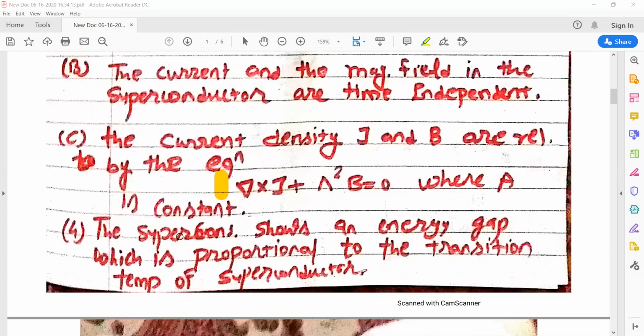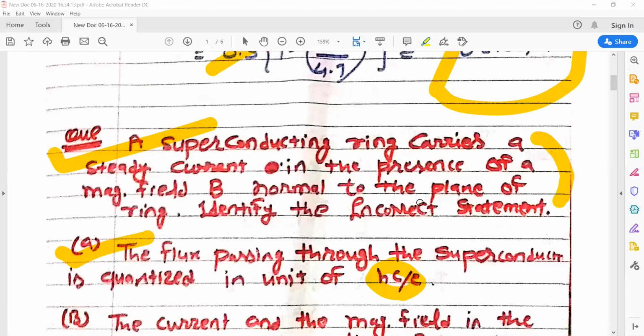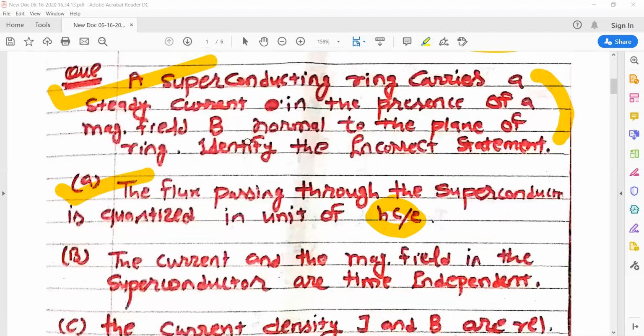Okay. Another thing is that the superconductor shows an energy gap which is proportional to the transition temperature of the superconductor. Is it okay or not? This is the right answer or wrong? एनर्जी गैप जो है वो क्या होता है सुपर कंडक्टर का, Eg इक्वल टू 3.5 kB Tc. Okay, so that means superconductor energy gap is completely dependent on the transition temperature of the superconductor. Okay, so this is the final answer of all options.